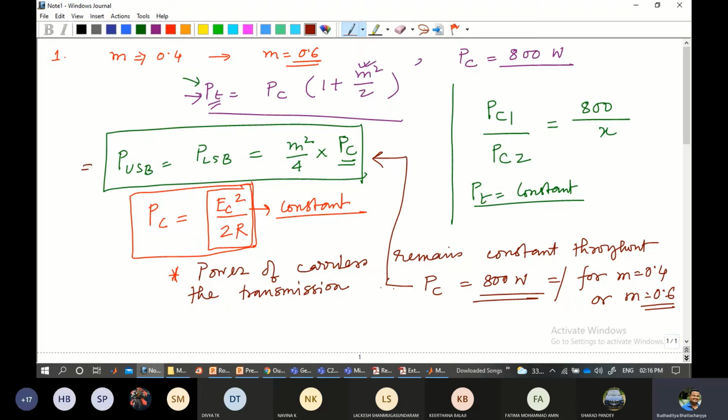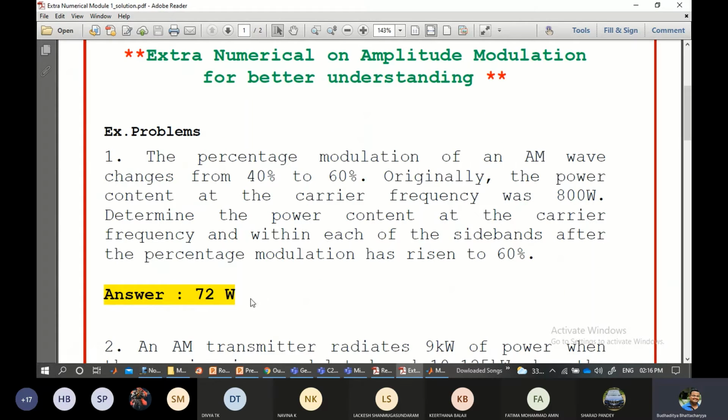Okay. And finally, you can get the value as around 72 watt. With 0.6 whole square divided by 4 into 800 watt, you will get 72 watt. And that is basically the answer which was provided over here, 72 watt. So this is the sideband power. 800 watt will always be the carrier power.